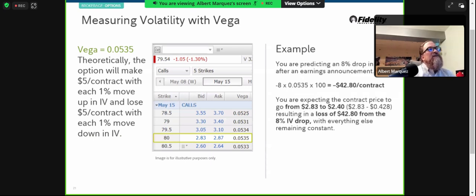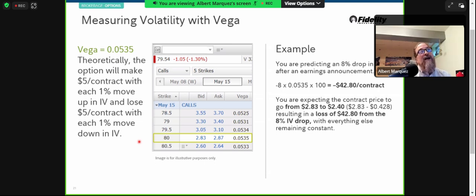As you can see, the Vega on this particular example is 0.0535. So again, theoretically, the option will make $5 a contract with a 1% move up in implied volatility and lose $5 with a 1% move down in implied volatility. So keep that in mind, right? Because this is unlike Delta or unlike other aspects we look at, it doesn't have an interest in direction. This will change depending on your position, right?